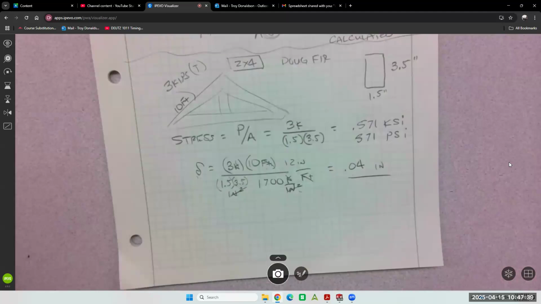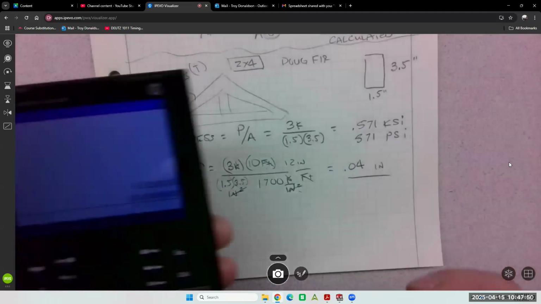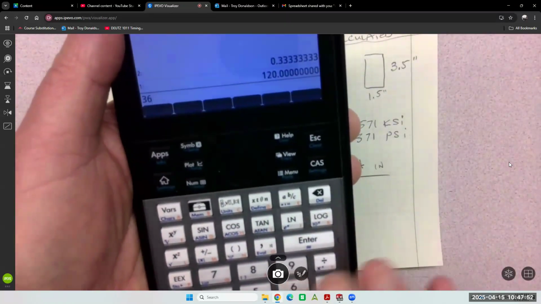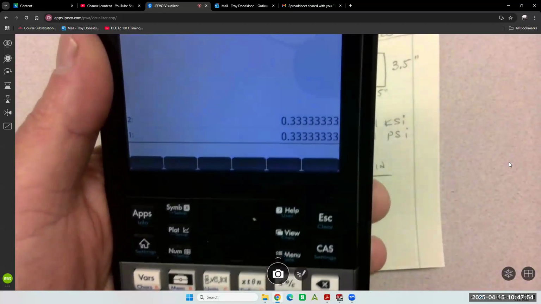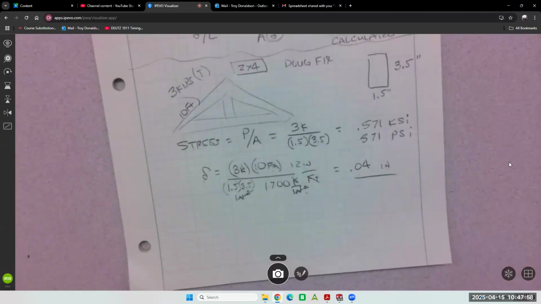And then it's 1/360th. That's the basic general rule of thumb if you don't have any deflection to compare to, which most of the time we don't. Then you just divide by 360 and you get 1/3 of an inch. We're way under that, right? Way under that.